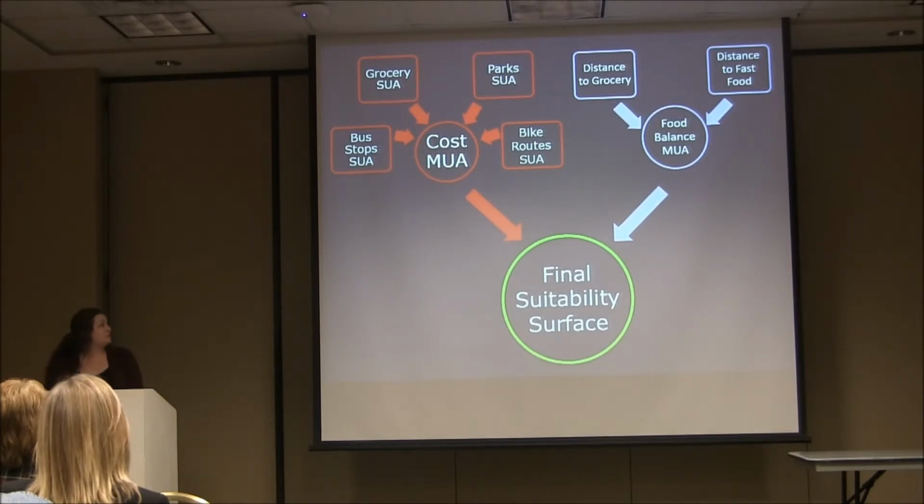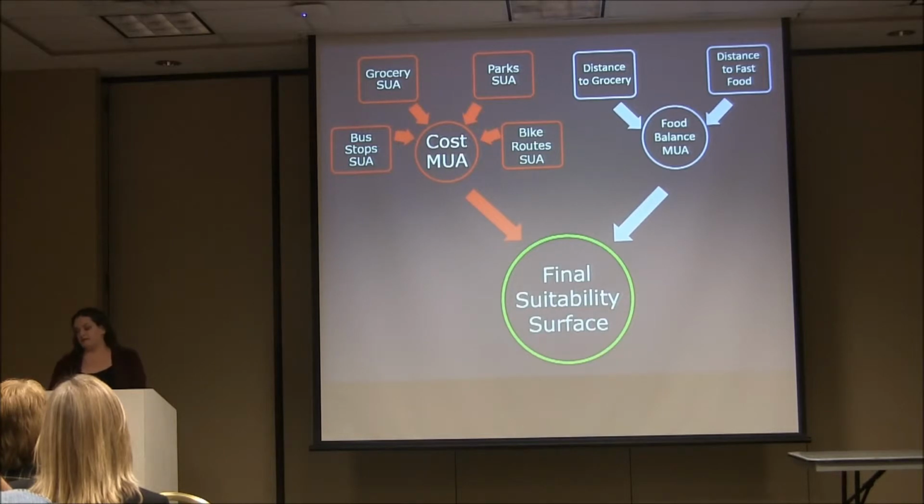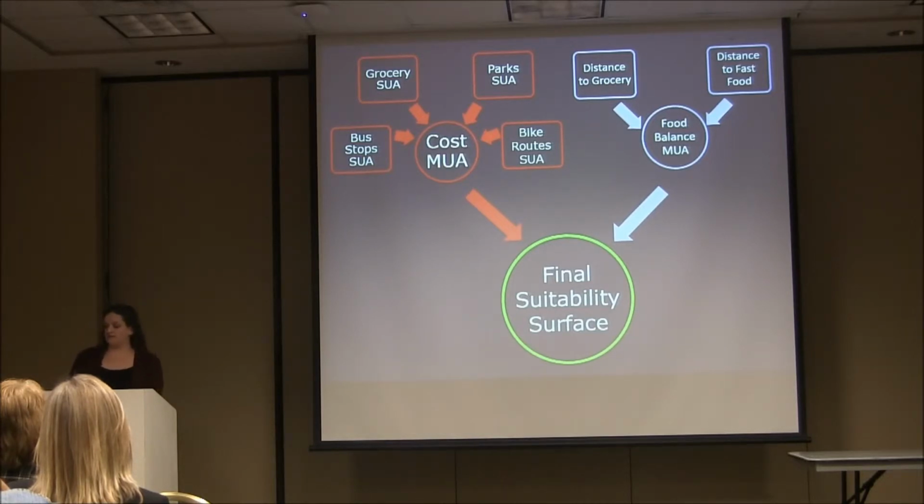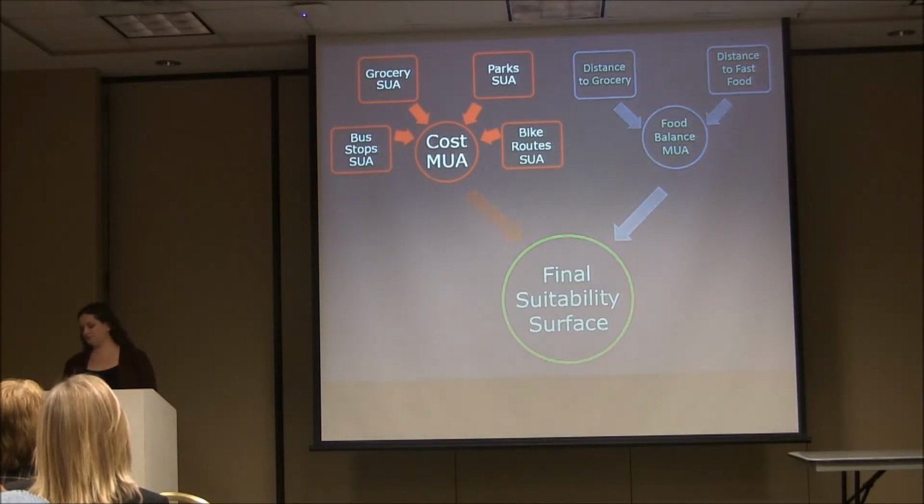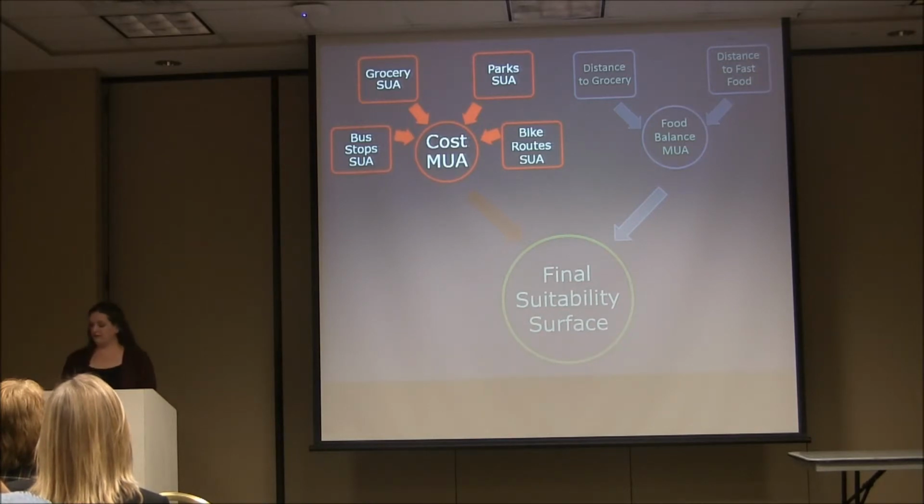So here's an overview of my workflow. As you can see, there were 4 different features that went into the cost surface. And all the arrows are where the different features were weighted. And then the distance to grocery store and distance to fast food features were combined to form the food balance score. And then the cost and the food balance were also weighted and combined to form that final surface that I'm going to use for the rest of my analysis. So let's start by looking at the result of the cost surface.